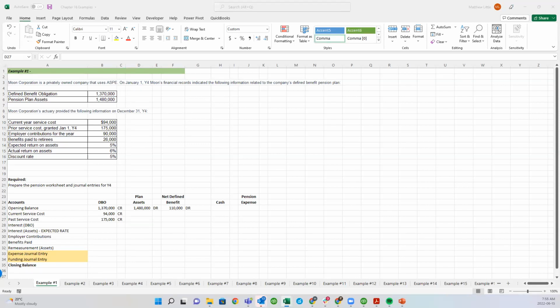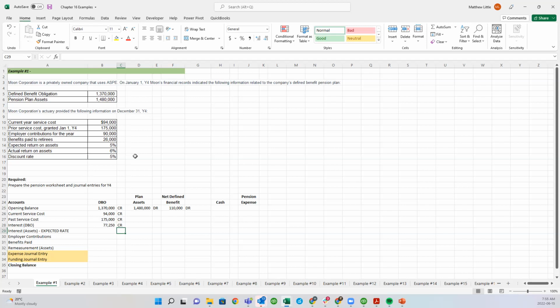Our interest cost, we have to look at the discount rate. So we're told our discount rate is 5%. We would calculate that on our opening balance plus any past service costs times the discount rate. So our current service cost is not a component of this formula. So we'll have 77,250 as a credit to our obligation.